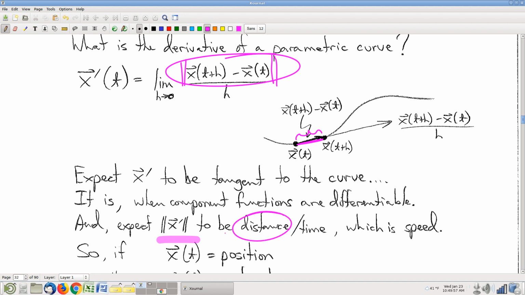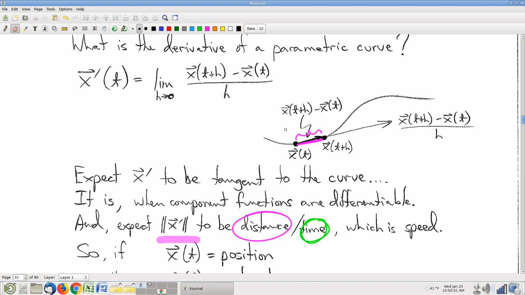Distance divided by, what is h? Here, h is, well, it's approaching 0. Notice h is the difference in the times. It's the moment t plus h minus the moment t. So it's the elapsed time, the duration, you might say. So this magnitude we're interested in is distance divided by time. And that's speed. Right? So an existing physical/geometric concept, speed.